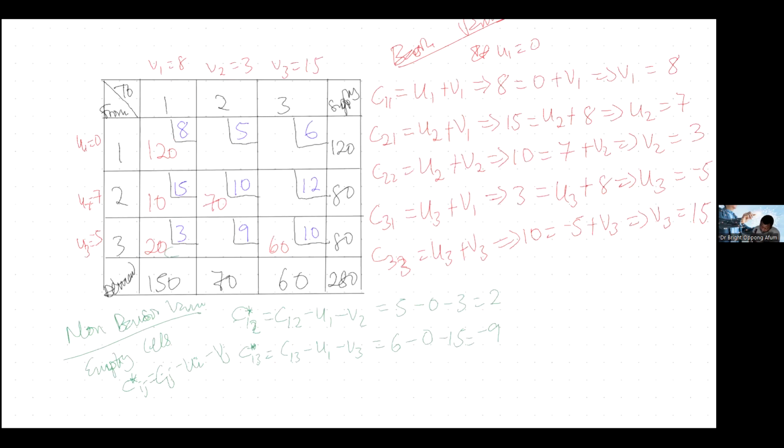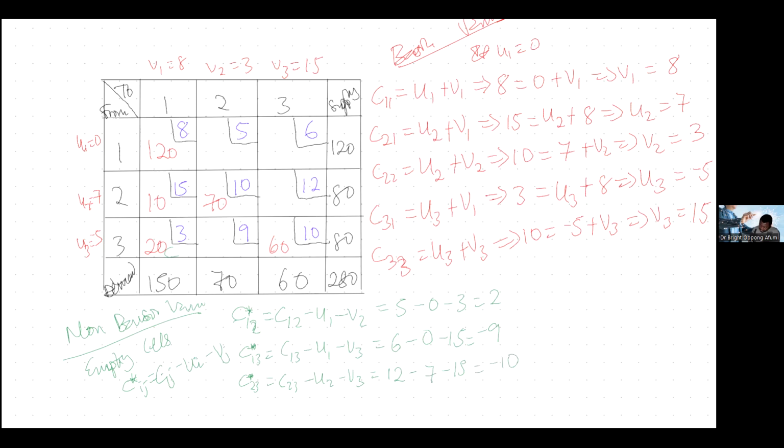All right. So C23, the net cost change is C23 minus U2 minus V3. And C23 is 12. Oh, U2 is not 0. What is U2? U2 is 7. Yep, it's 7. So this will give you negative 10.